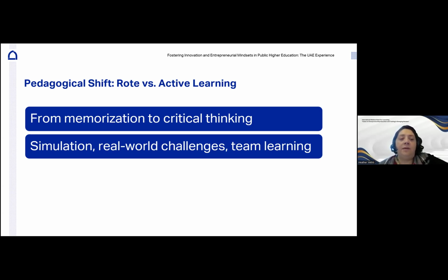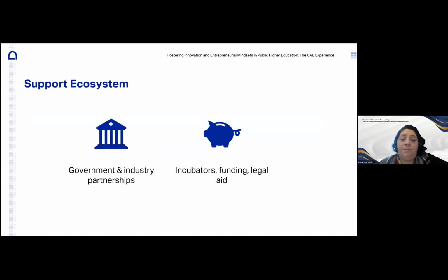In terms of the educational aspect, it's trying to get students away from this idea of memorizing and actually think about things, right? Think about innovations, think about critical thinking. There's big support from the government. There are starting to be incubators out there, government incubators, and funding and legal support.